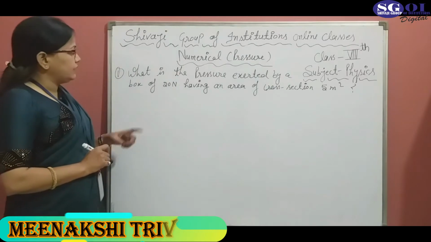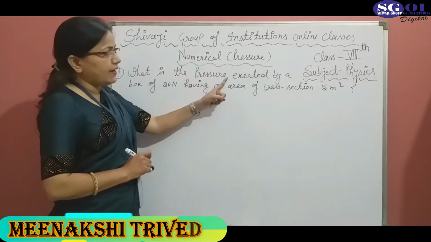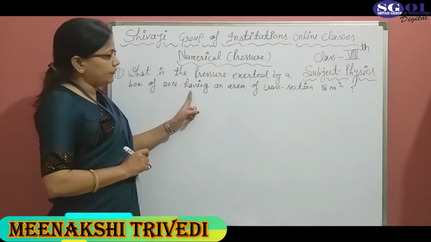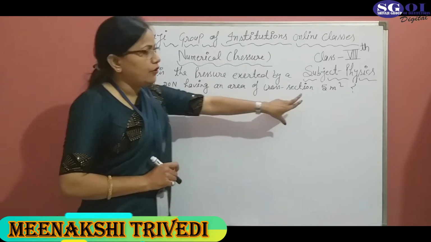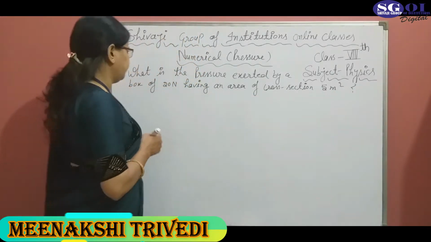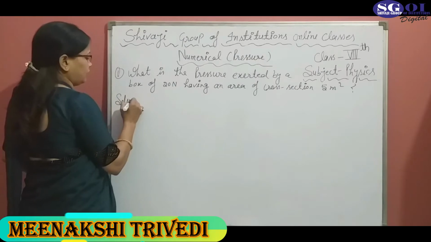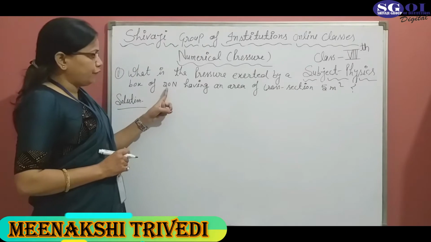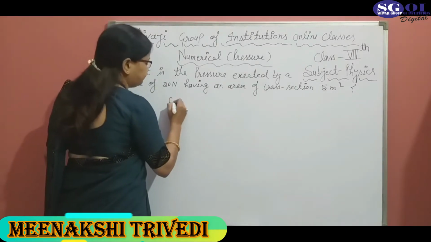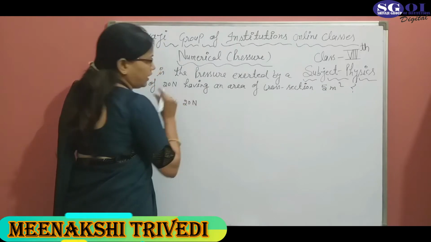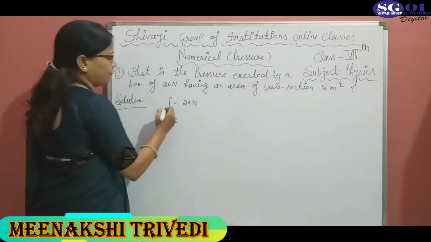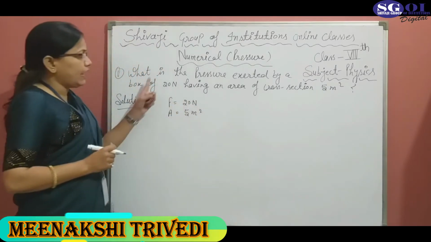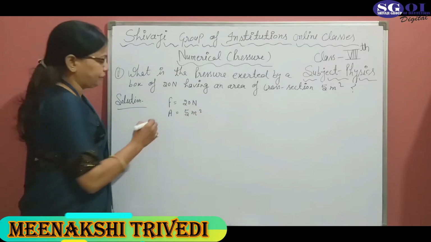Now the first numerical is: what is the pressure exerted by a box of 20 Newton having an area of cross section of 5 meter square? Student, in this question, force is 20 Newton and area of cross section is 5 meter square. And we have to find out pressure.